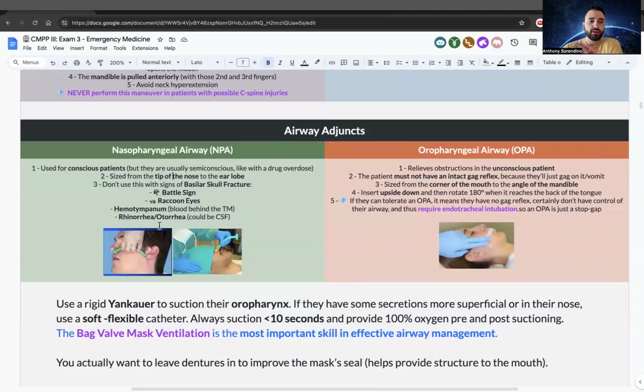So you're going to size this from the tip of the nose to the ear lobe. You don't want to use this with signs of basilar skull fracture. So you can see those listed there.